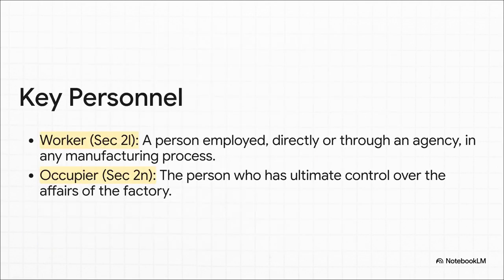The Act also spells out two really important roles. First, the worker under Section 2L is defined incredibly broadly. It doesn't matter if you're hired directly or by a contractor, paid or not. If you're in the manufacturing process, you're a worker. Then you've got the occupier under Section 2N. Think of this as the person where the buck stops, the one with ultimate control. They're the one legally on the hook.